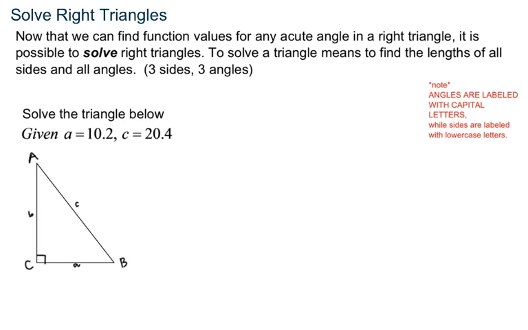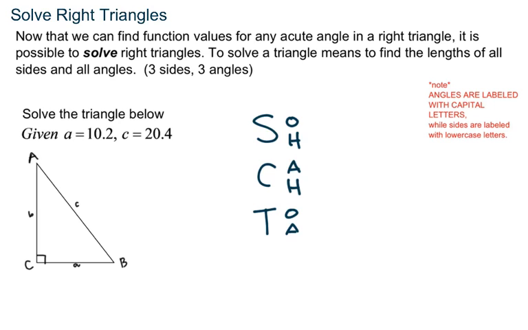In this video, we're going to talk about solving right triangles. Previously, we've learned about acute angles and right triangles, and we talked about something really important, SOHCAHTOA. So sine of some acute angle theta is opposite over hypotenuse. Cosine of an acute angle in a right triangle is adjacent over hypotenuse. And then tangent is opposite over adjacent.